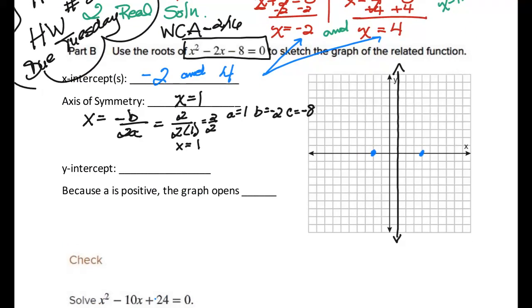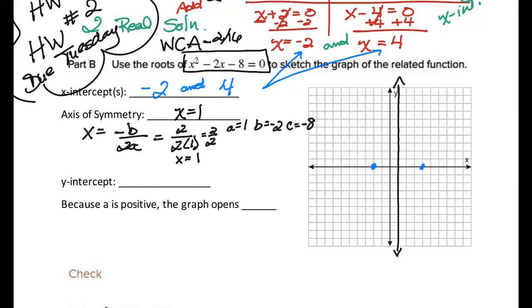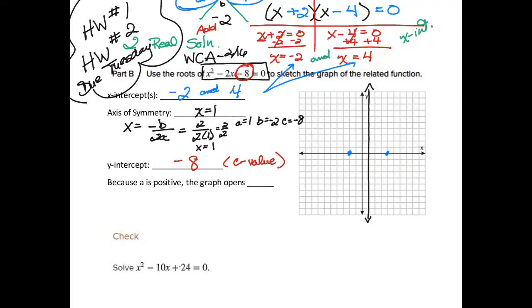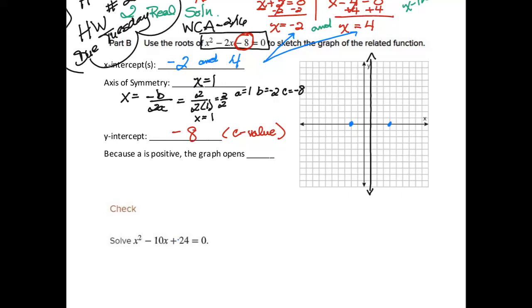All right. So the y-intercept is the c value. So the y-intercept here is going to be -8. And let's put down here, it's the c value when you are in standard or general form. Okay? So that means my y-intercept is -8. That means it's on the y-axis, not on the axis of symmetry. So I go 1, 2, 3, 4, 5, 6, 7, 8.